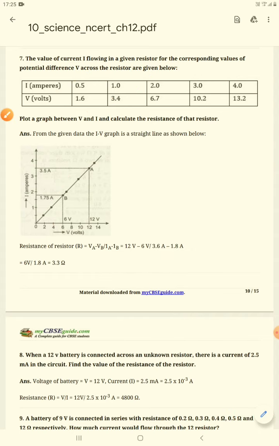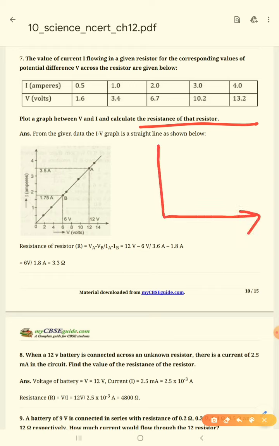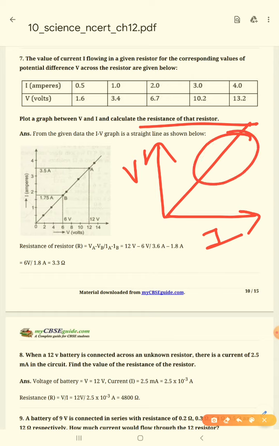Now in the second part, it is asking to calculate the resistance of the resistor. So how can we calculate the value of resistance? As we know from Ohm's law, when we draw a graph between V and I, the graph is like that. We will find the slope of this graph, and when we find the slope, then we will find the resistance.